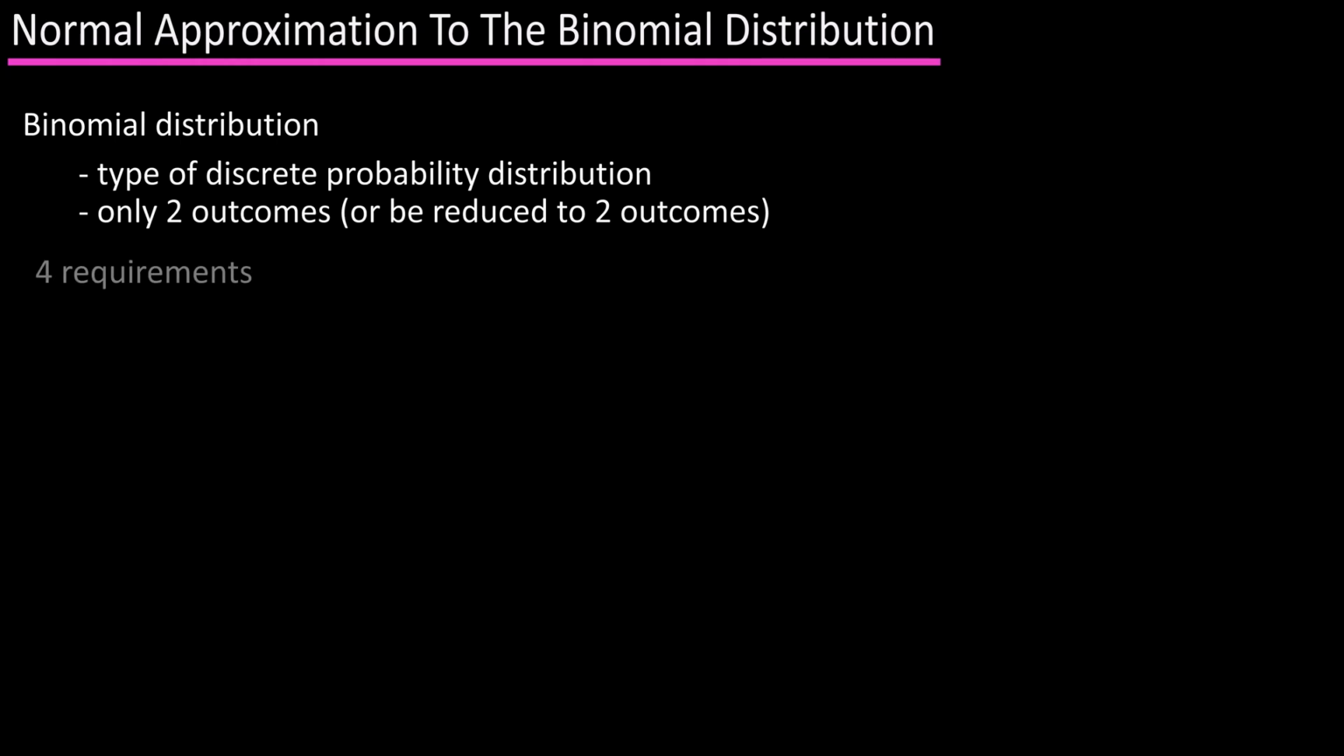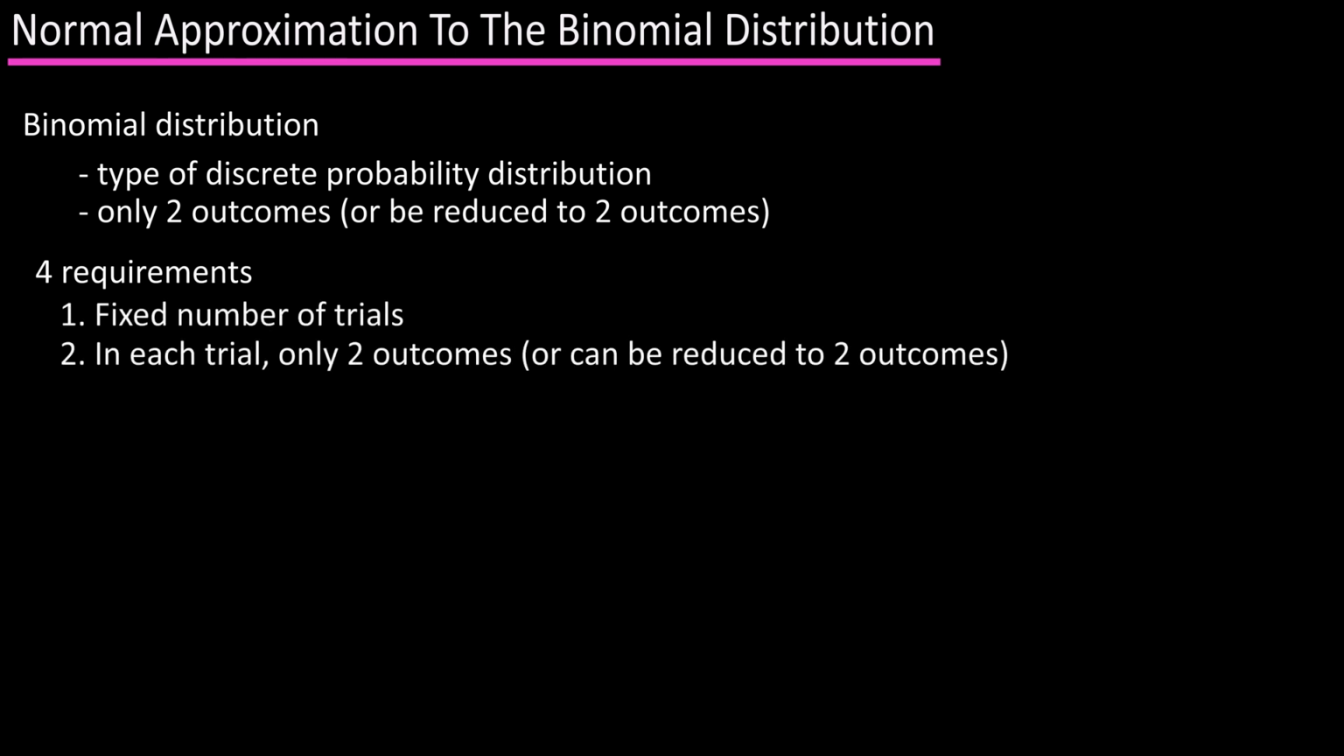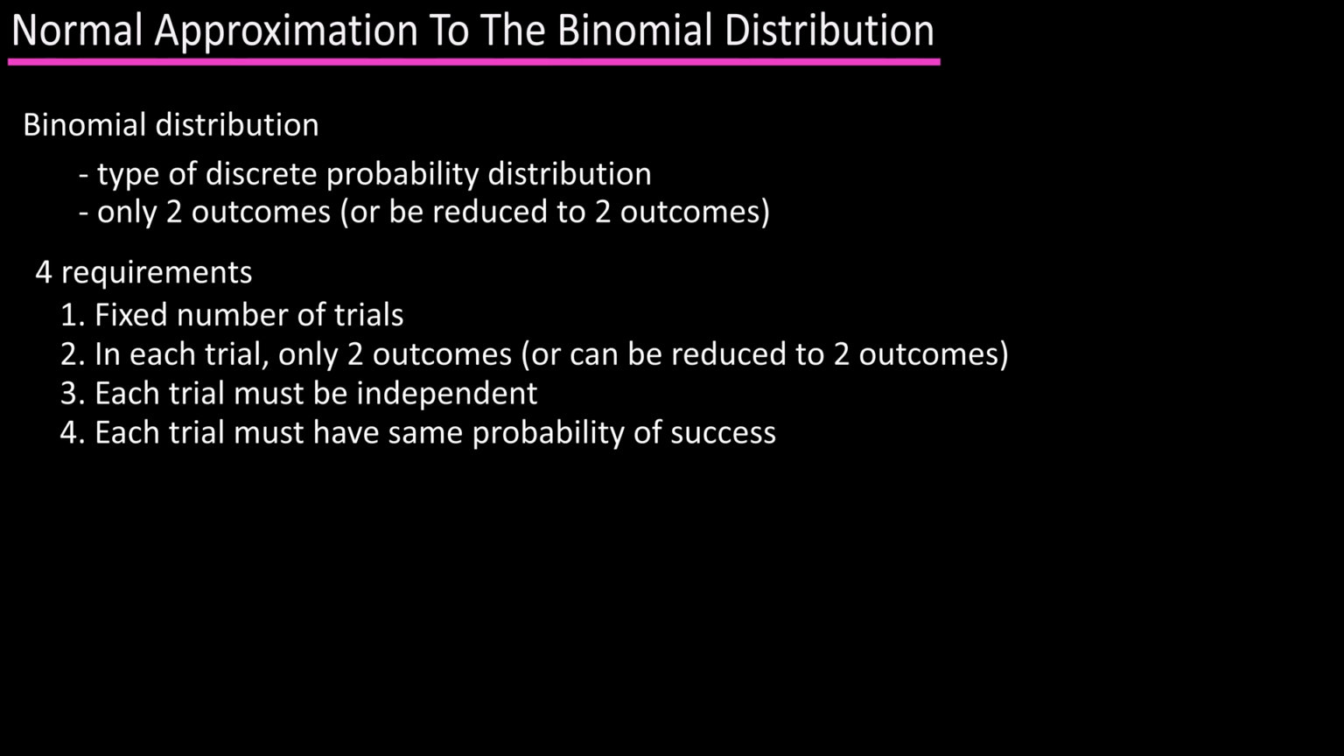And real quick, there are 4 requirements for a binomial experiment. Number 1 is that there must be a fixed number of trials. Number 2 is that each trial can have only two outcomes or be reduced to two outcomes, and these are often referred to as a success or a failure. Number 3 is that the outcomes of each trial must be independent of one another. And number 4 is the probability of success must be the same for each trial.